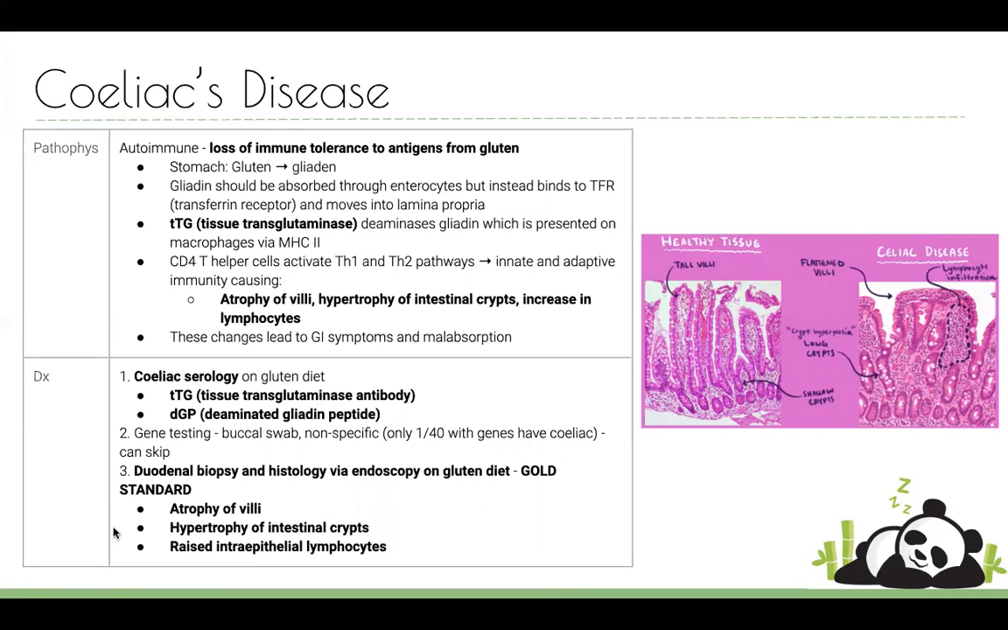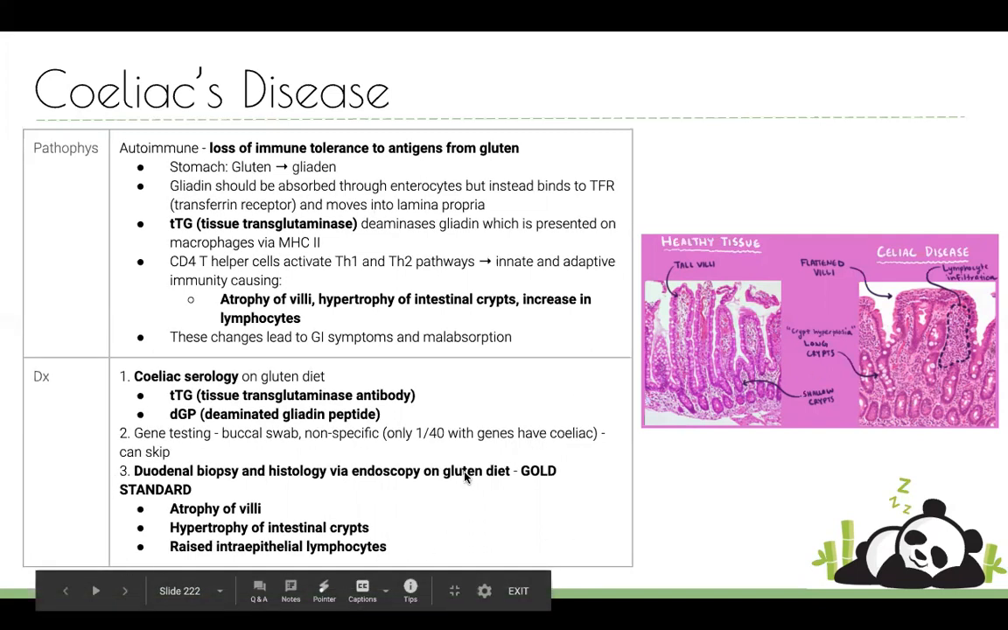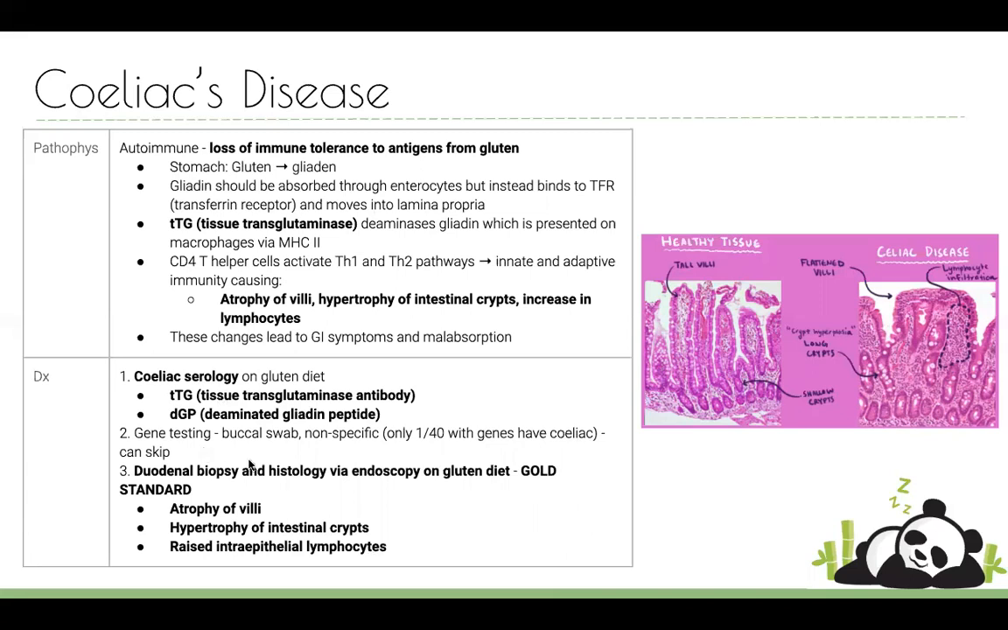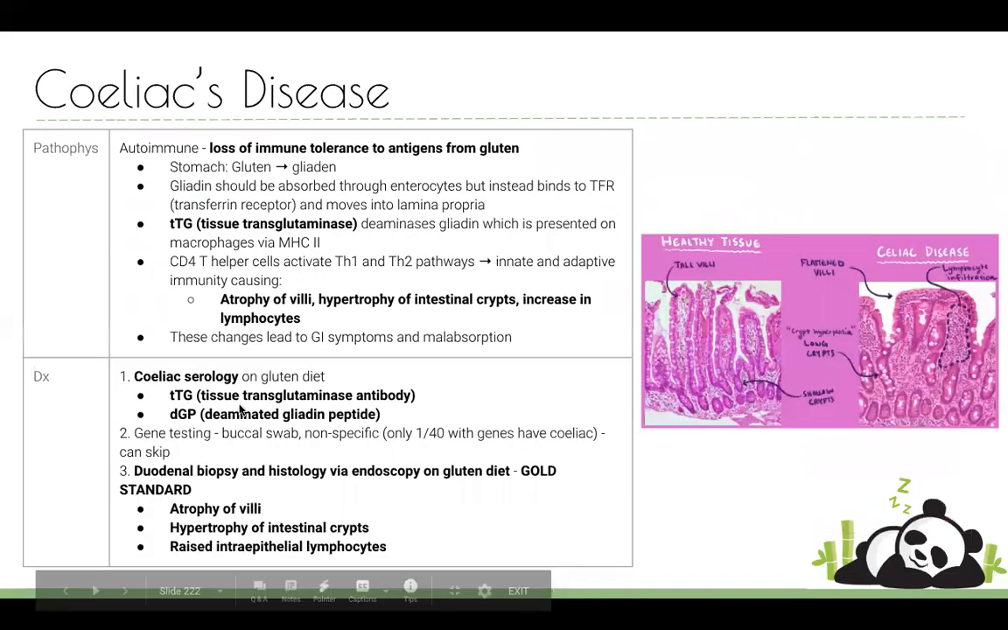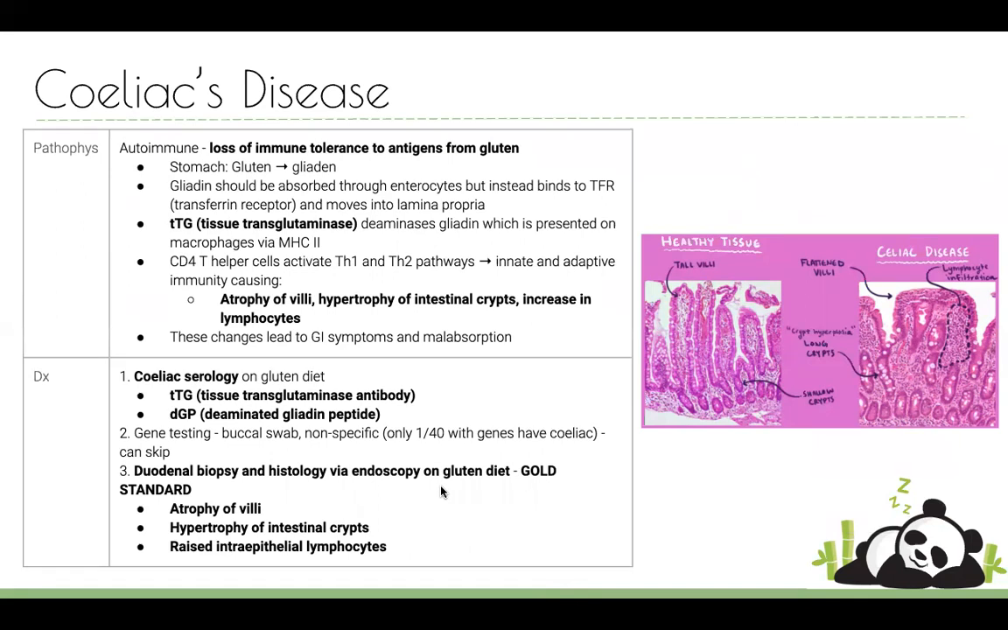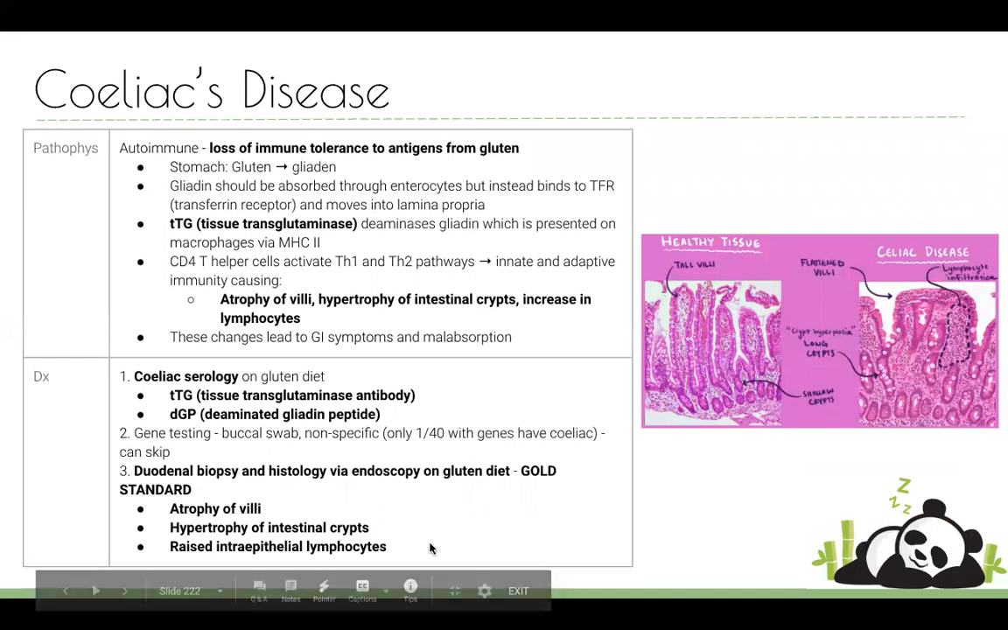So this is your gold standard. You kind of have to do this to diagnose it, because the celiac serology is not fantastic, and gene testing is very bad. And both of these you would have to do on a gluten diet. And as I mentioned before, it can be quite severe, right? So lots of patients have discovered they can't eat gluten, and they don't want to go back on a gluten diet to do all this testing.